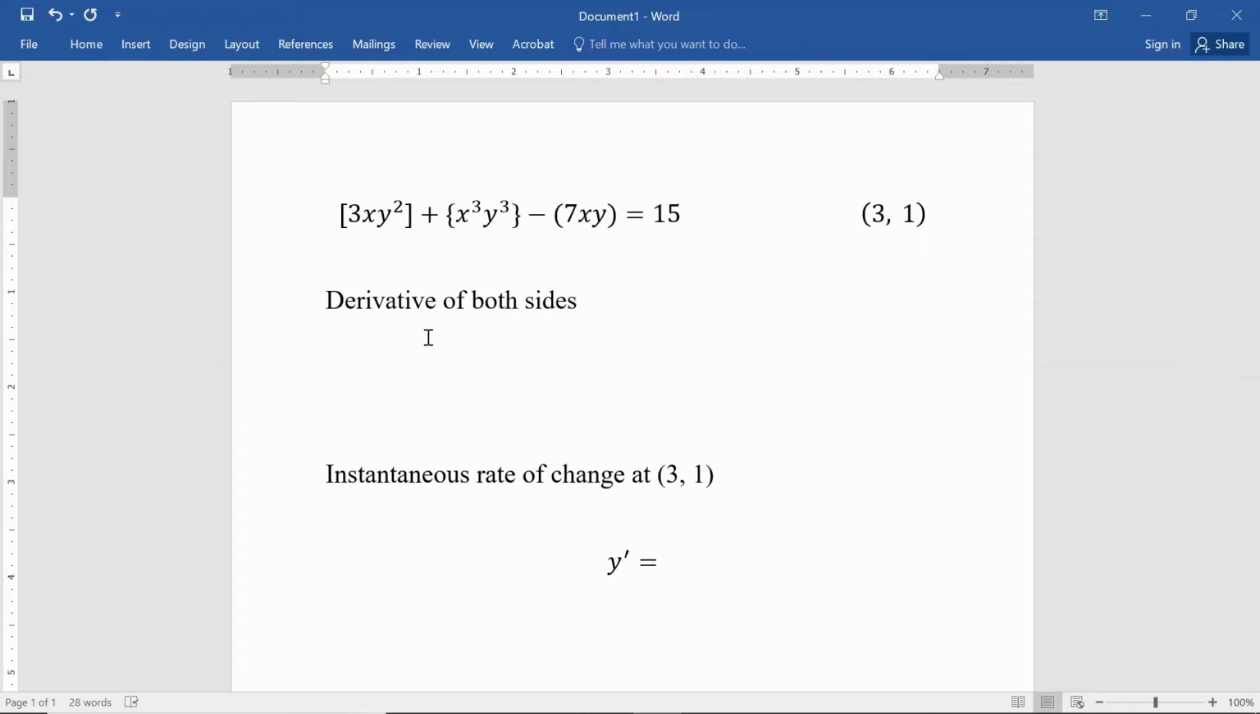We know we can take the derivative of each part. In my square brackets, this is product rule, chain rule stuff. Derivative of 3x is 3, normal y squared, plus normal 3x times the derivative of y squared, that's 2y to the first, multiplied times y prime.